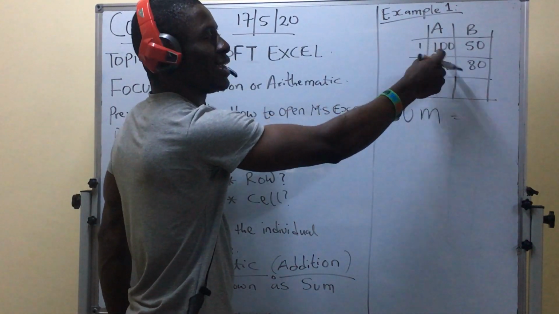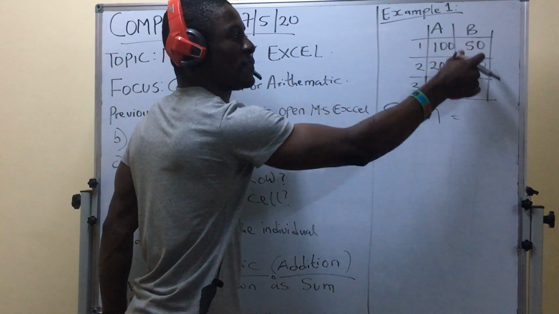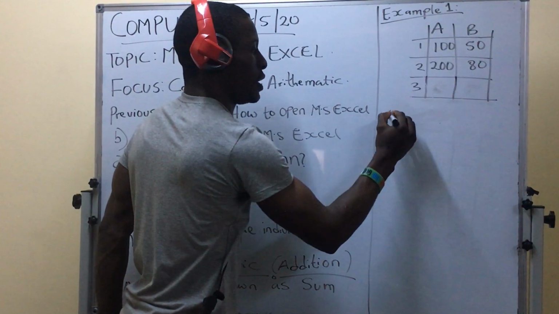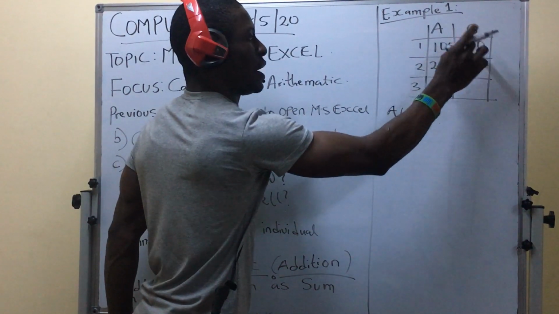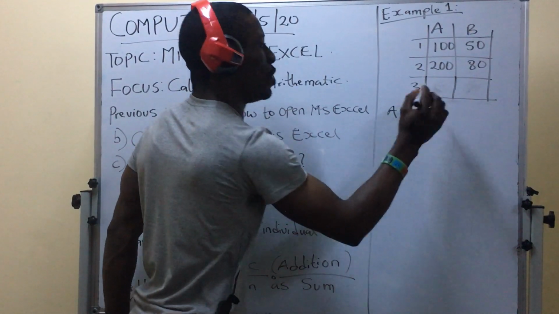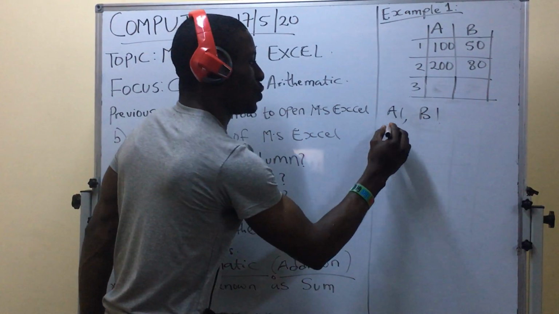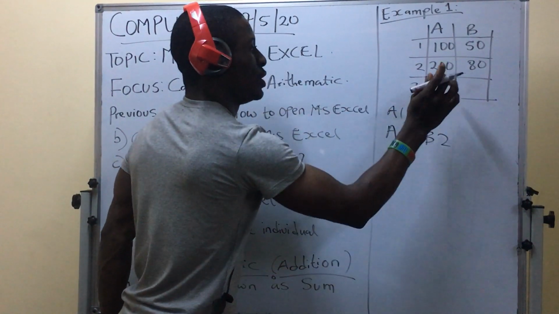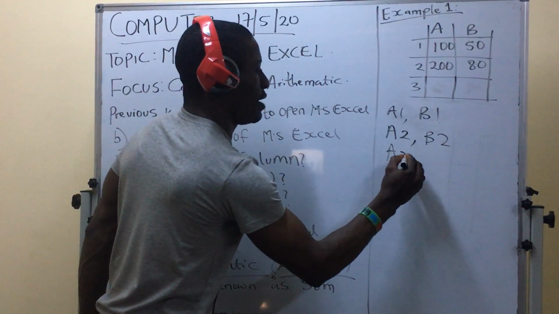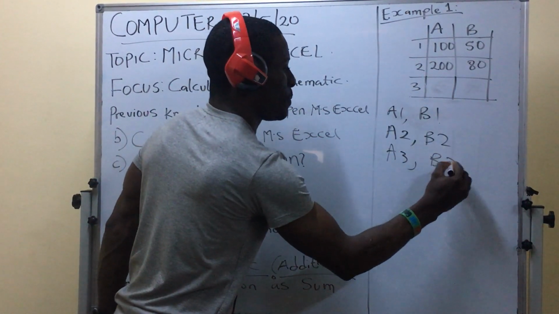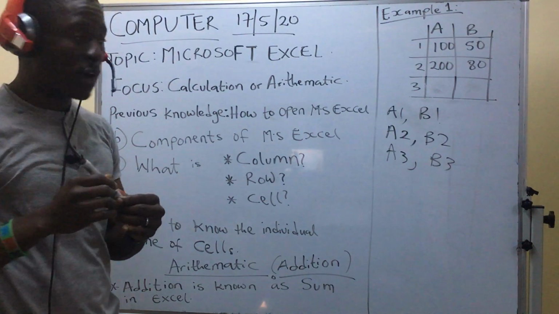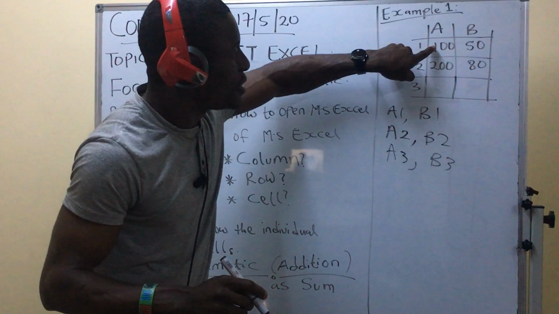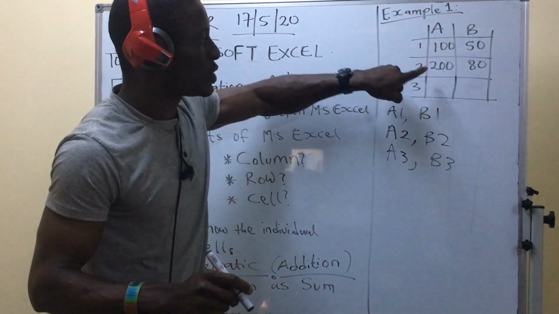Now, the next thing is to find out the names of each cell. The name of this cell is what? A1. The name of this cell is what? B1. The name of this cell is what? A2. The name of this cell is what? B2. This one is what? A3. This is B3. So if you know this, you are good to go. Now we want to add A1 plus A2.